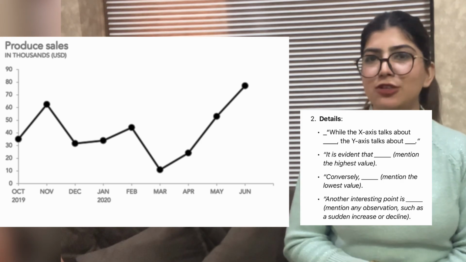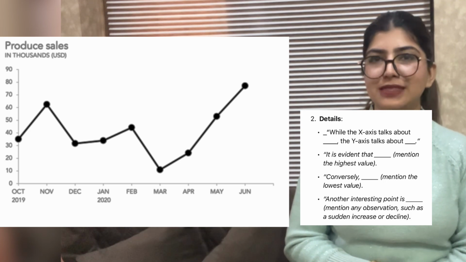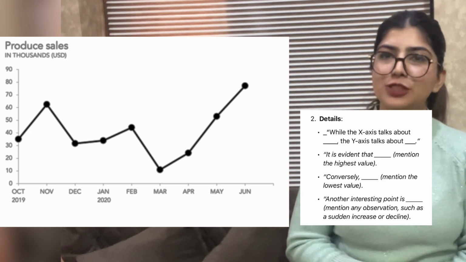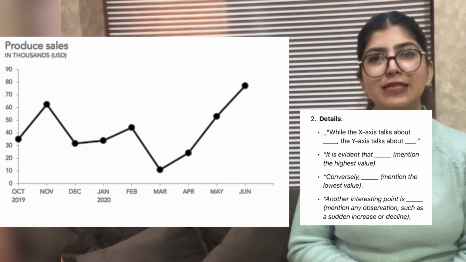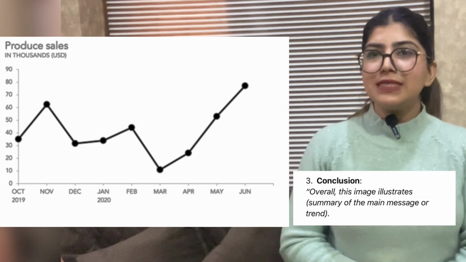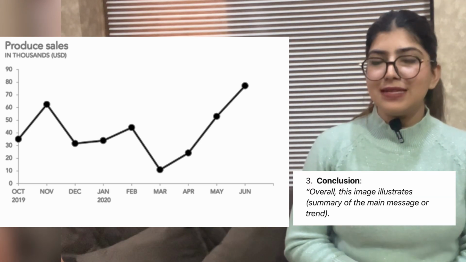It is evident that in October 2019, product sales were at 30,000. Conversely, in March 2020, sales dropped significantly to 10,000. Another interesting point is that in June 2025, sales reached their highest level of 45,000. Overall, this image illustrates the trends in product sales over time.